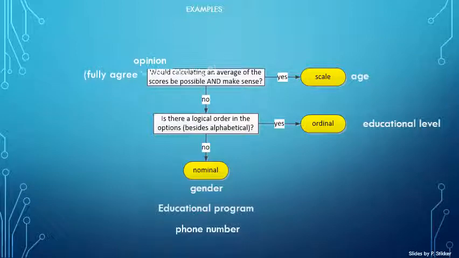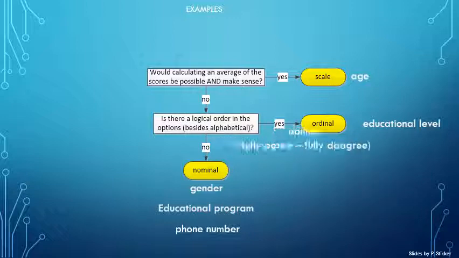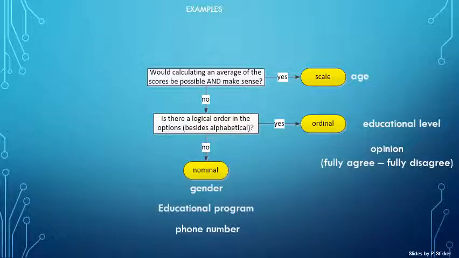So we move it to here. There is, of course, a logical order in this case, fully agree to fully disagree. It would be weird to mix the in-between options around, so this would be an ordinal variable. So it's about opinion about anything. So do you enjoy this video so far?